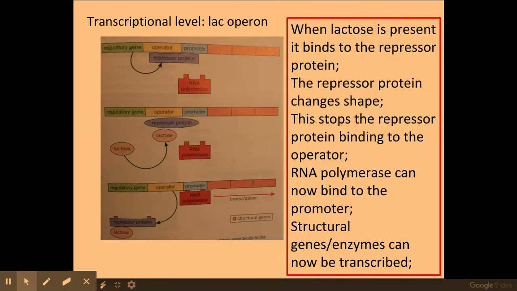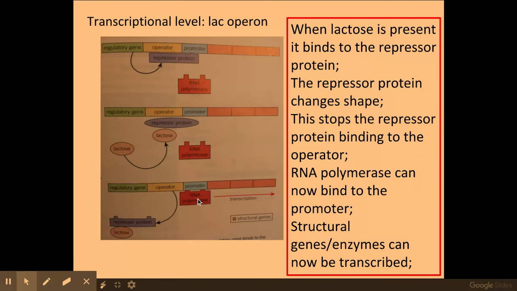So how this works is that when lactose is present, lactose binds to this repressor protein. As you can see in this top image here, the repressor protein is normally bound to the operator region, blocking, therefore, the promoter region. Therefore, RNA polymerase cannot access this promoter region. However, when lactose is present, it binds to the repressor protein. The repressor protein changes its shape and therefore no longer binds to the operator region. So it moves away from the operator region.